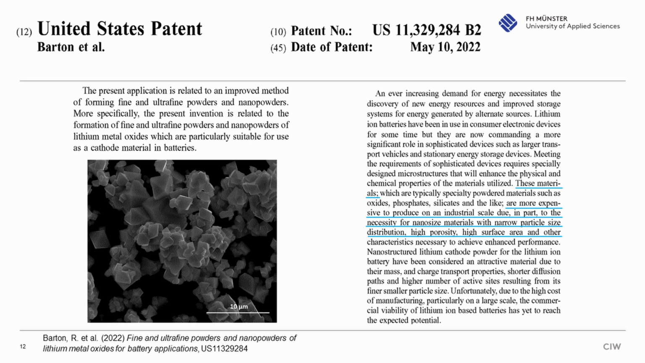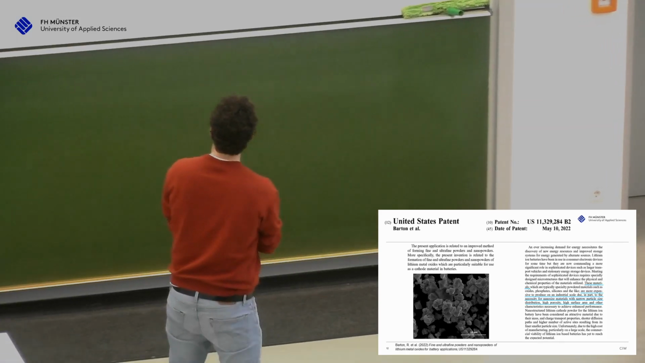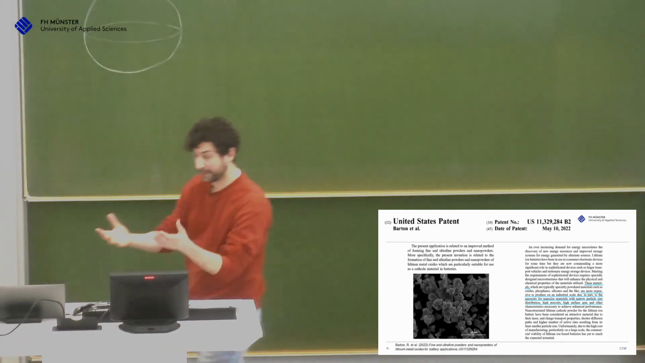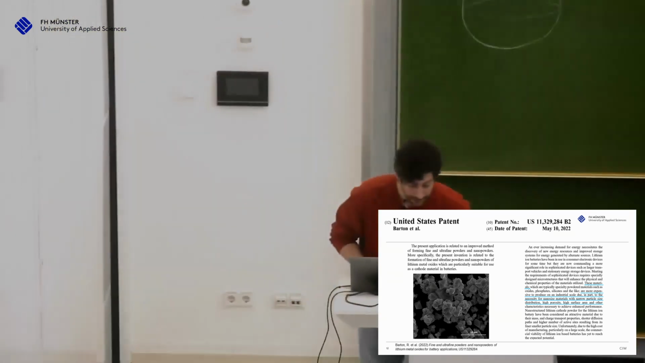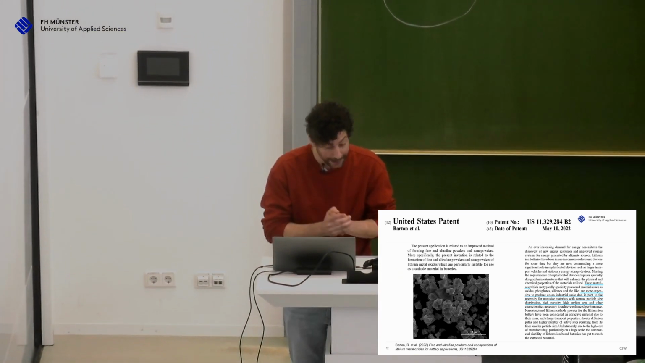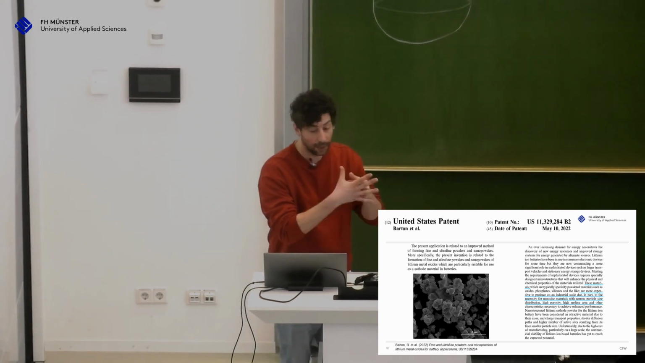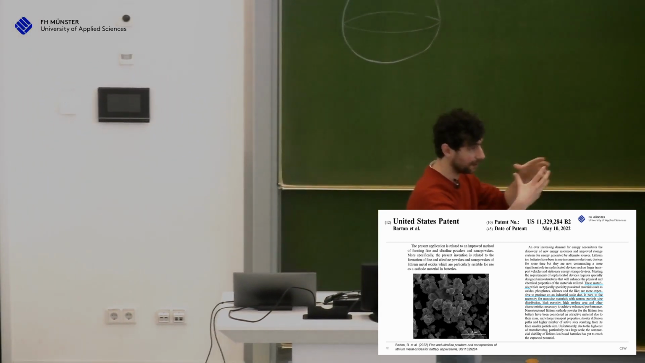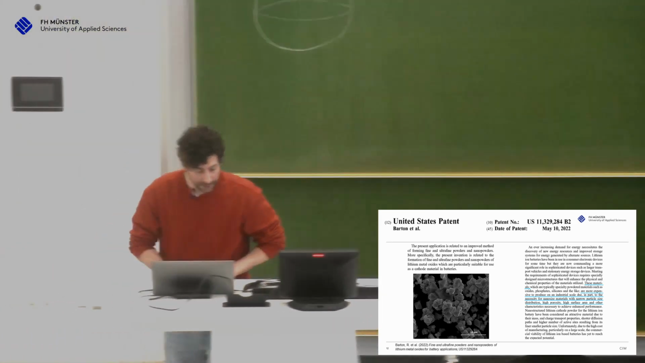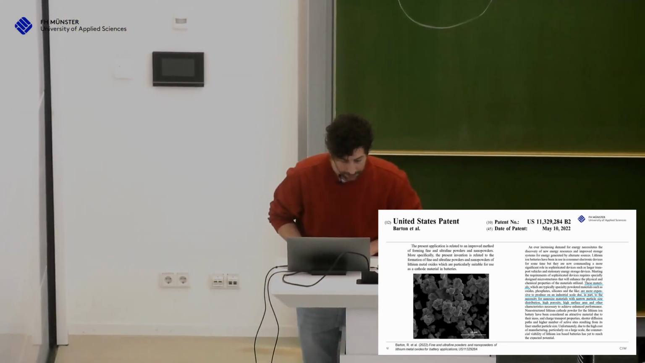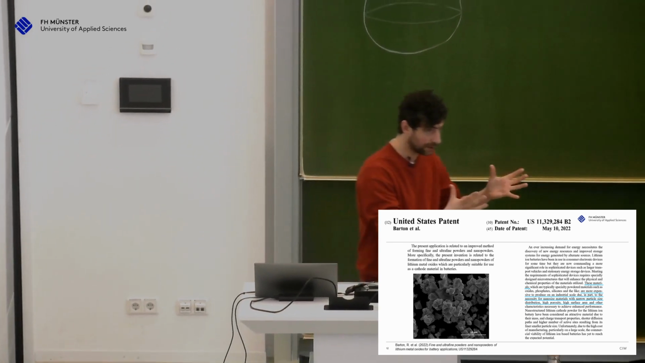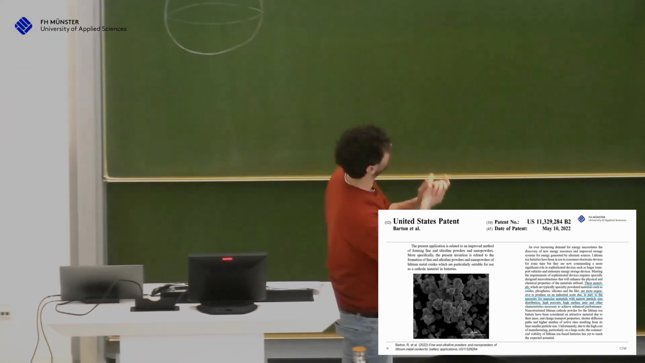Yeah, nanopowders used in batteries, lithium oxide, lithium metal oxides. And what I really like here is a patent. The patent is not very old, 2022. So the present application is related to an improved method of forming fine and ultra-fine powders and nanopowders. So this is a production method to make these nanopowders. More specifically, the invention is related to the formation of lithium metal oxide. So it's about making these lithium metal oxides, 2022.